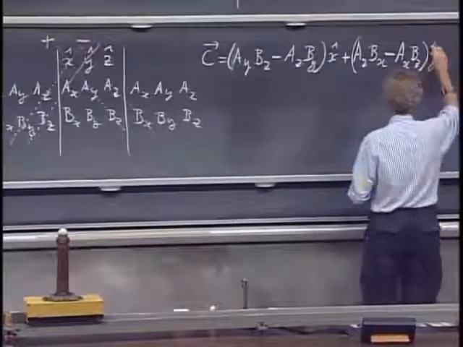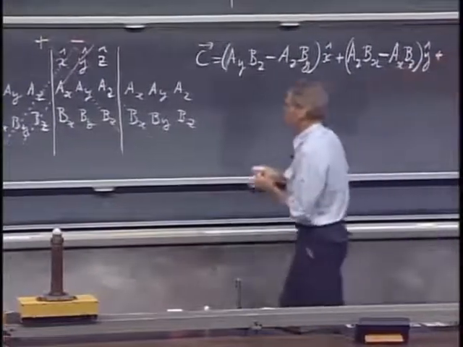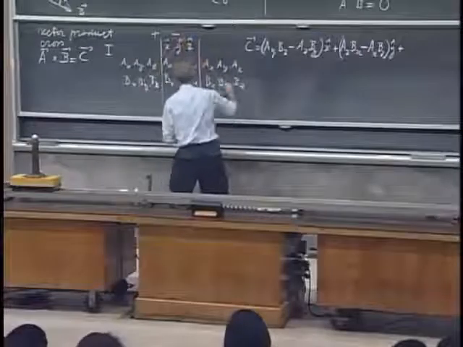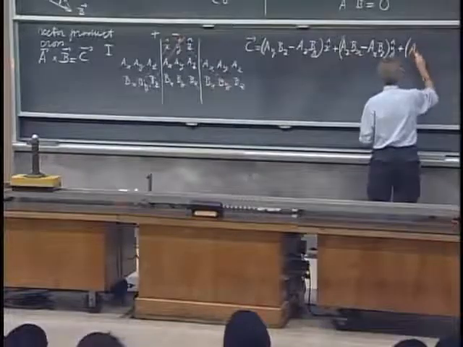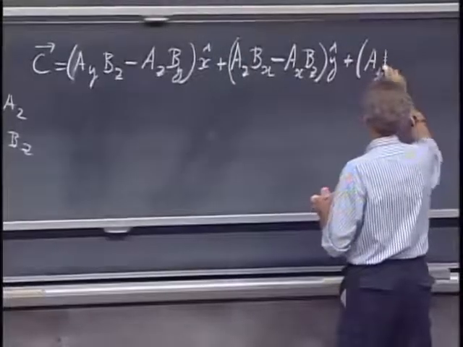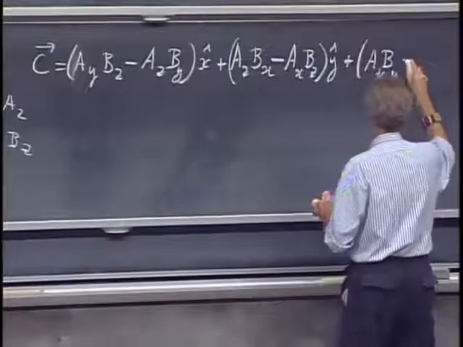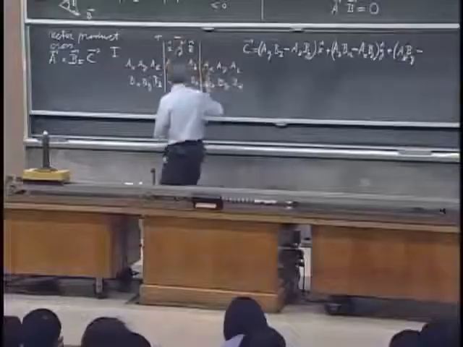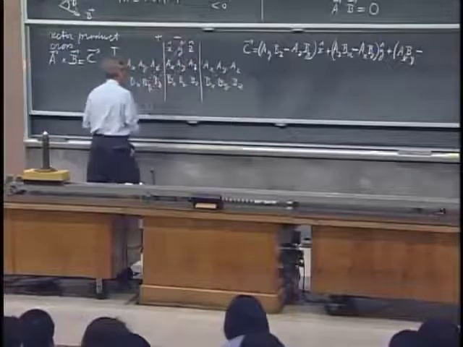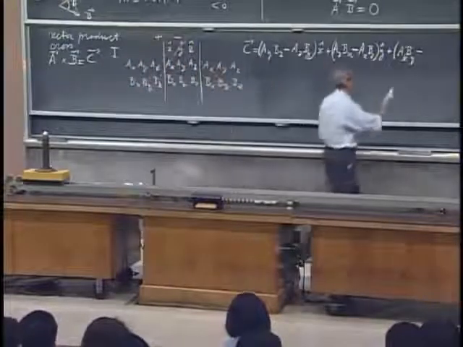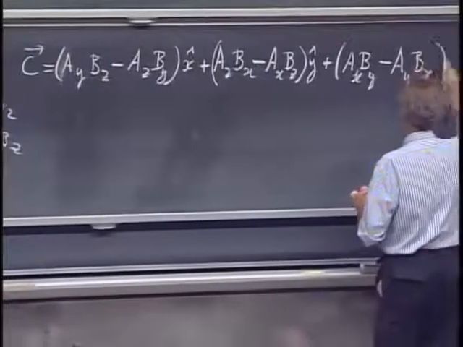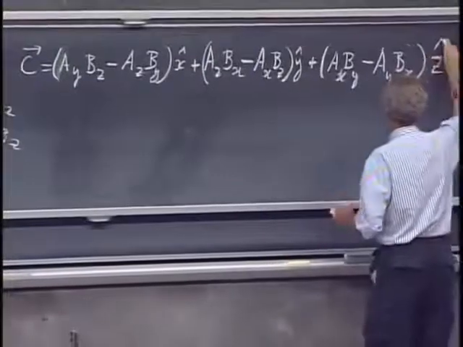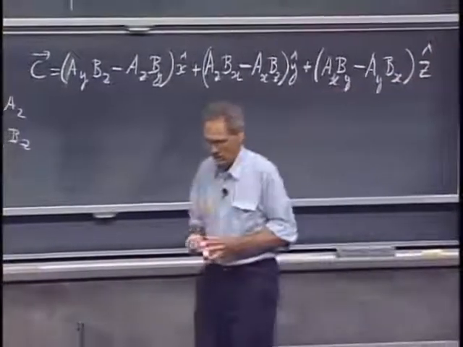In the direction Y. And last but not least, AXBY minus AYBX, in the direction of the unit vector Z.